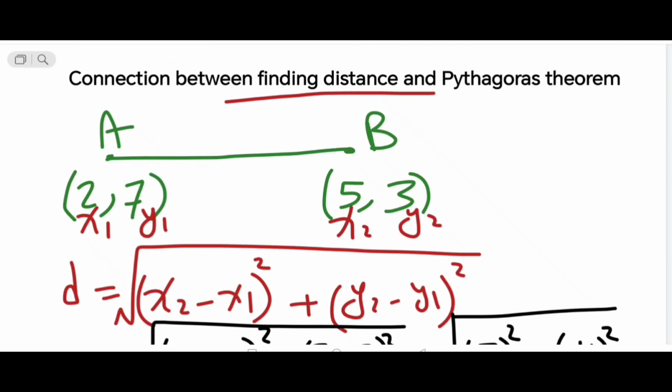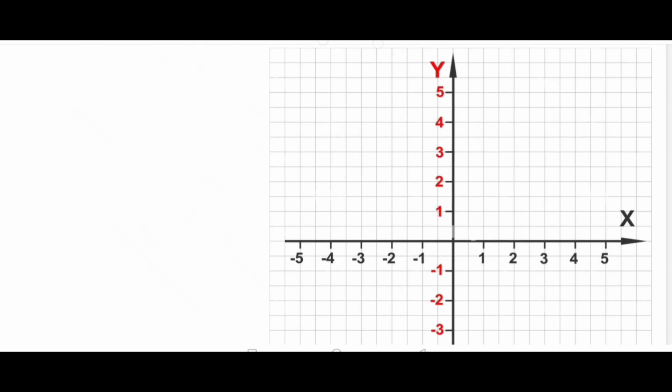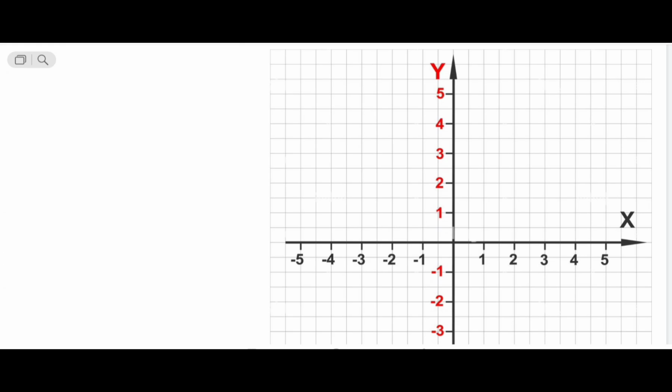What is the relation? What is the connection between the distance of 2 points and the Pythagoras theorem? First of all, Pythagoras theorem we use for the right angle triangle. Now we will find the connection, our main topic, between the distance of 2 points and the Pythagoras theorem. So this is a grid. We will choose any 2 points.